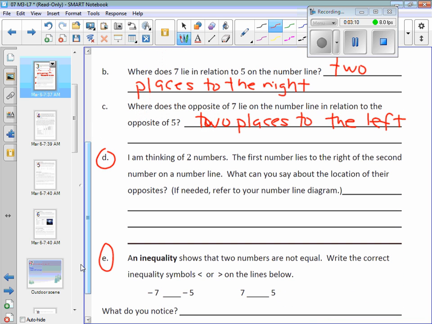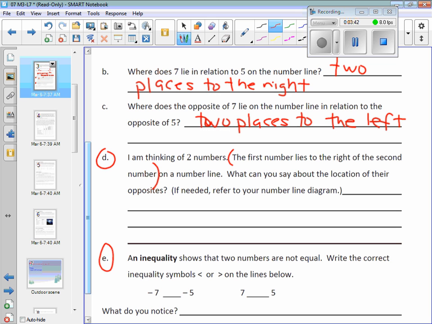Okay, if I'm telling you, this is the key. I'm not telling you what numbers they are. I'm just telling you that the first number lies to the right of the second number. What can you then say about the opposite of those numbers? It would be, the first number would be 2 spots to the left. We don't even know how many spots. Because I could be thinking of the numbers 1 and 10. Oh, then it would be to the left. The first number would be to the left.